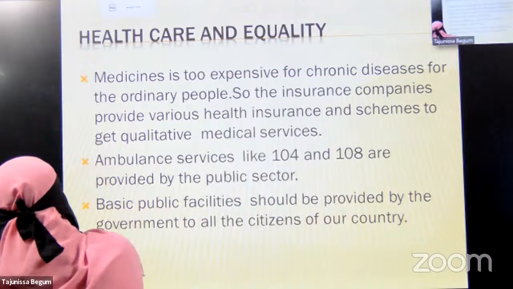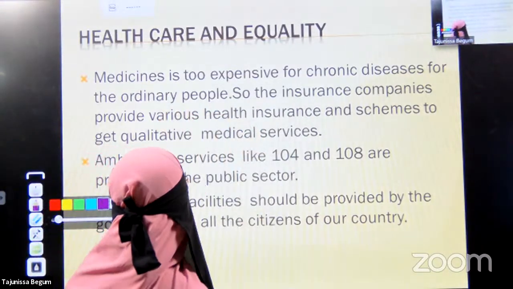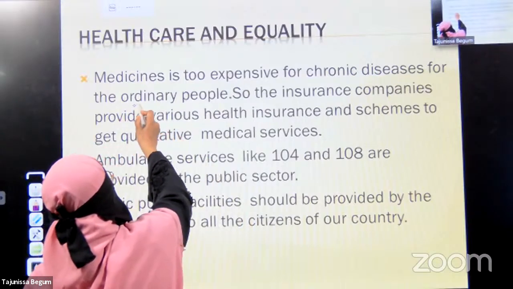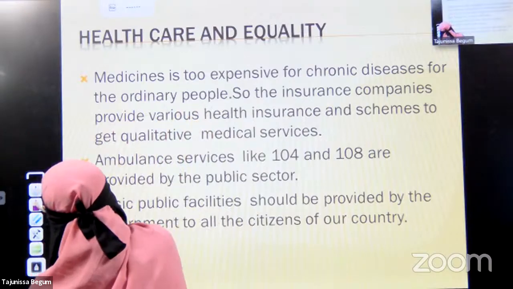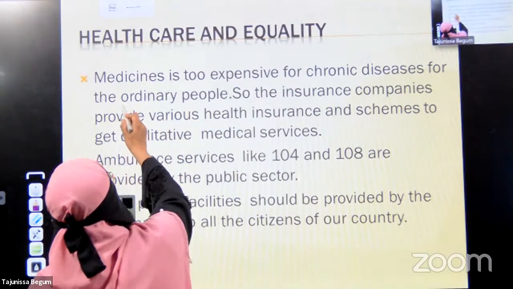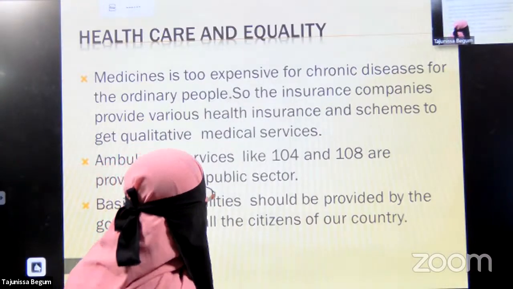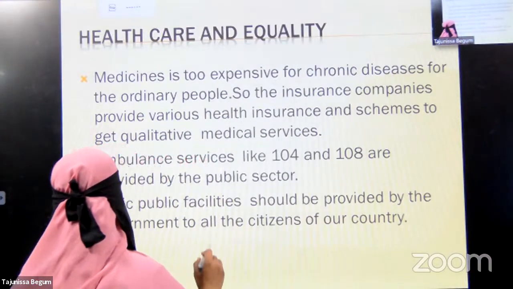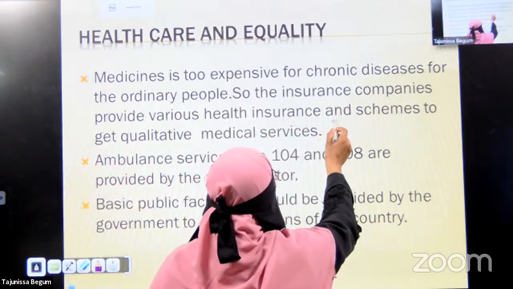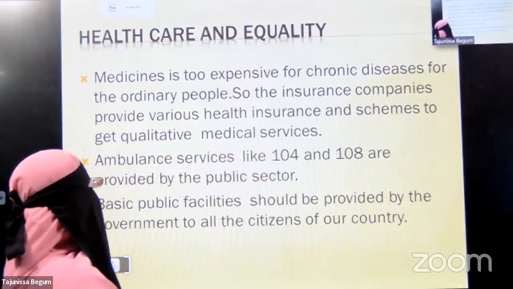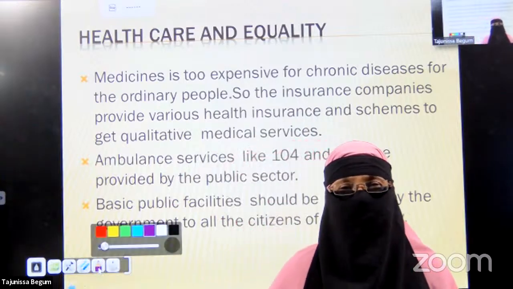So what do you see? The medicine is too expensive for a chronic disease for ordinary people. The common people cannot afford to buy that. So the insurance companies provide various help. Nowadays, many insurance companies are there providing help for the people, and schemes to get quality medical services. Now people are getting quality medical services.